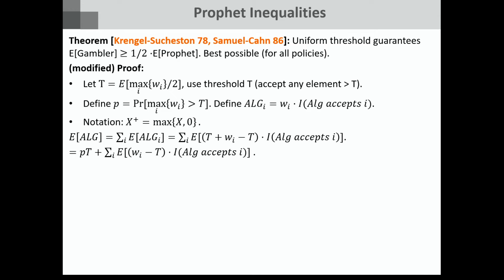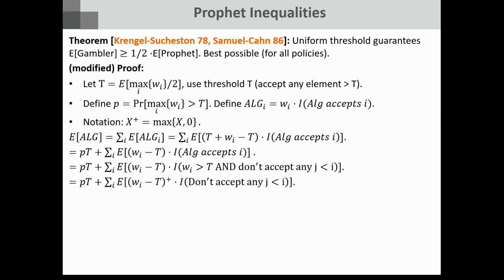Okay, so now we want to think, what is the probability that the algorithm accepts something? Well, if one of the elements has weight larger than t, the algorithm will accept something. And if the max is less than t, the algorithm will not accept anything. Okay, so this probability is exactly p. Going to the next line, we're just going to process what does it mean for the algorithm to accept i? What has to happen? Well, w_i needs to exceed the threshold, and we need to have not accepted anything before we got to element i.